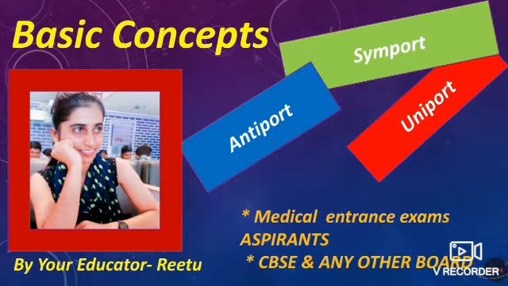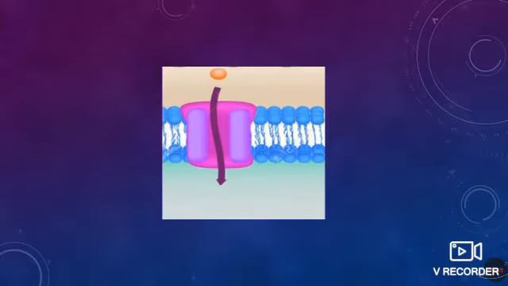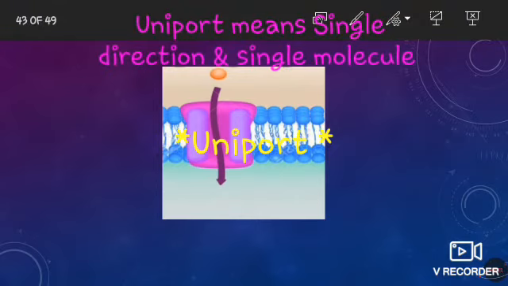In today's video, we will learn about types of transporter in cell membrane, that is uniport, symport and antiport. Let's discuss all of these one by one. First is uniport.